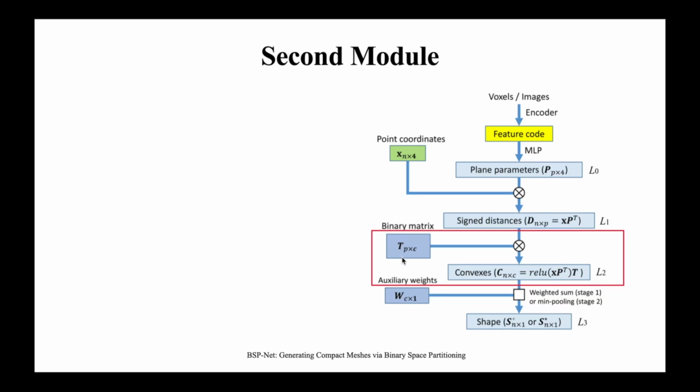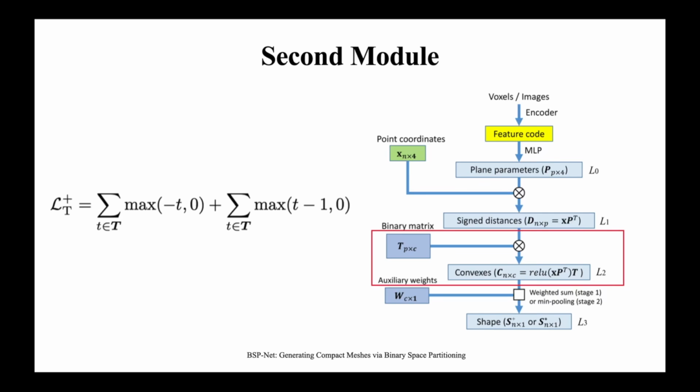In order to achieve this goal, the authors of this paper use a loss function, which I have shown here, during the training. By minimizing this loss function, the elements of the matrix T would be pushed to either 0 or 1. As a result, the planes which we have learned in the first module will be grouped together into different convex sets.